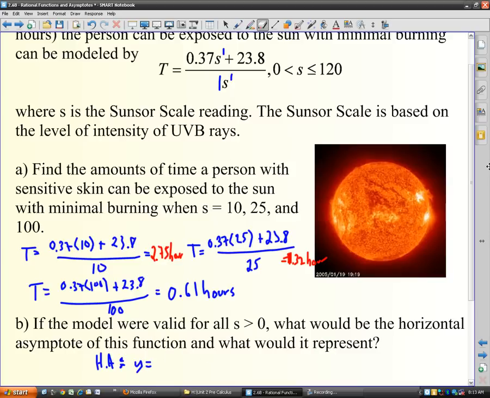And basically, what does this mean for us? This is the minimal amount of time that you can spend out in the sun when we're at the highest scale. So we're talking 0.37 hours would be the minimal amount of time that you could spend out in the sun before you started burning at the top of the scale.